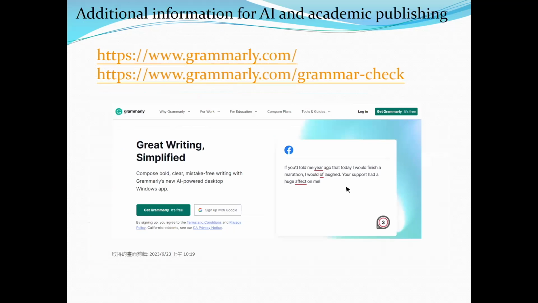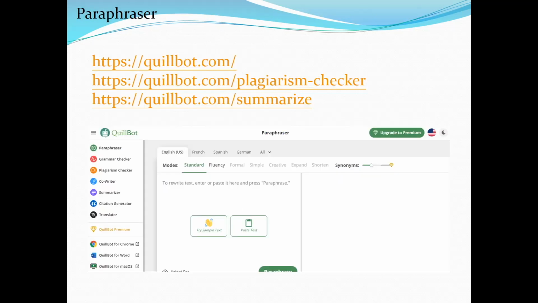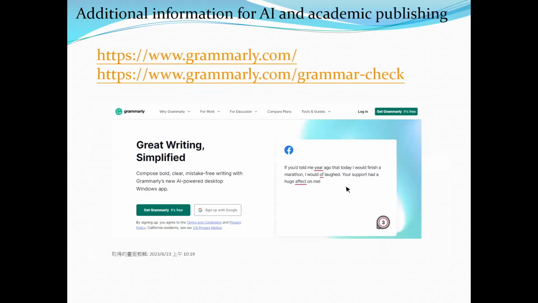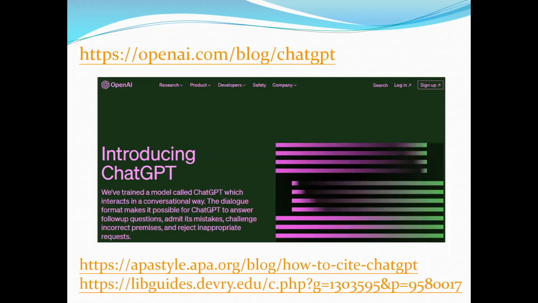Grammarly is for checking grammar, and I think it also checks plagiarism. Quillbot also does that, but not much. I'm using Turnitin, but since I changed university, I haven't got my account yet. Turnitin is better. Later on I'll show you. So Quillbot and Grammarly, then ChatGPT, as I mentioned.